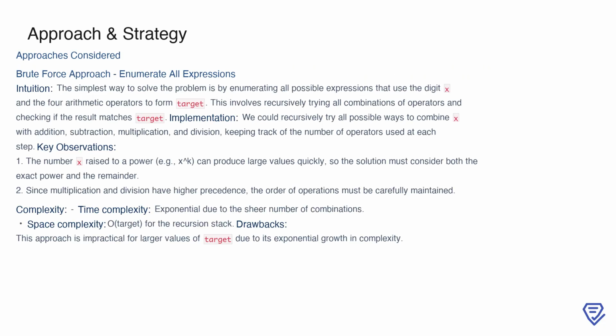To start, one of the most straightforward ways to approach this problem is through a brute force method. The intuition here is to enumerate all possible expressions using the digit x and the 4 basic arithmetic operators: addition, subtraction, multiplication, and division. By recursively combining these operators in every possible way, we can check if any of the resulting expressions matches the target value.